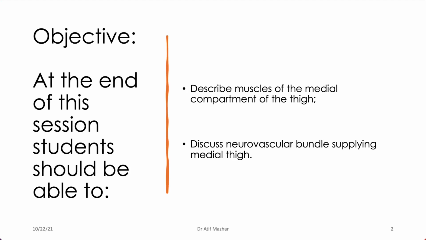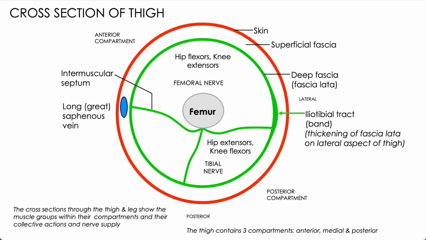And in the later part, we'll be learning about the neurovascular bundle. We have already discussed the arterial pattern within the presentation of my anterior thigh. Arteries have been explained there. Now we are familiarized with this cross section. We have already discussed the anterior compartment and posterior compartment, but what is not visible to you is this medial compartment.